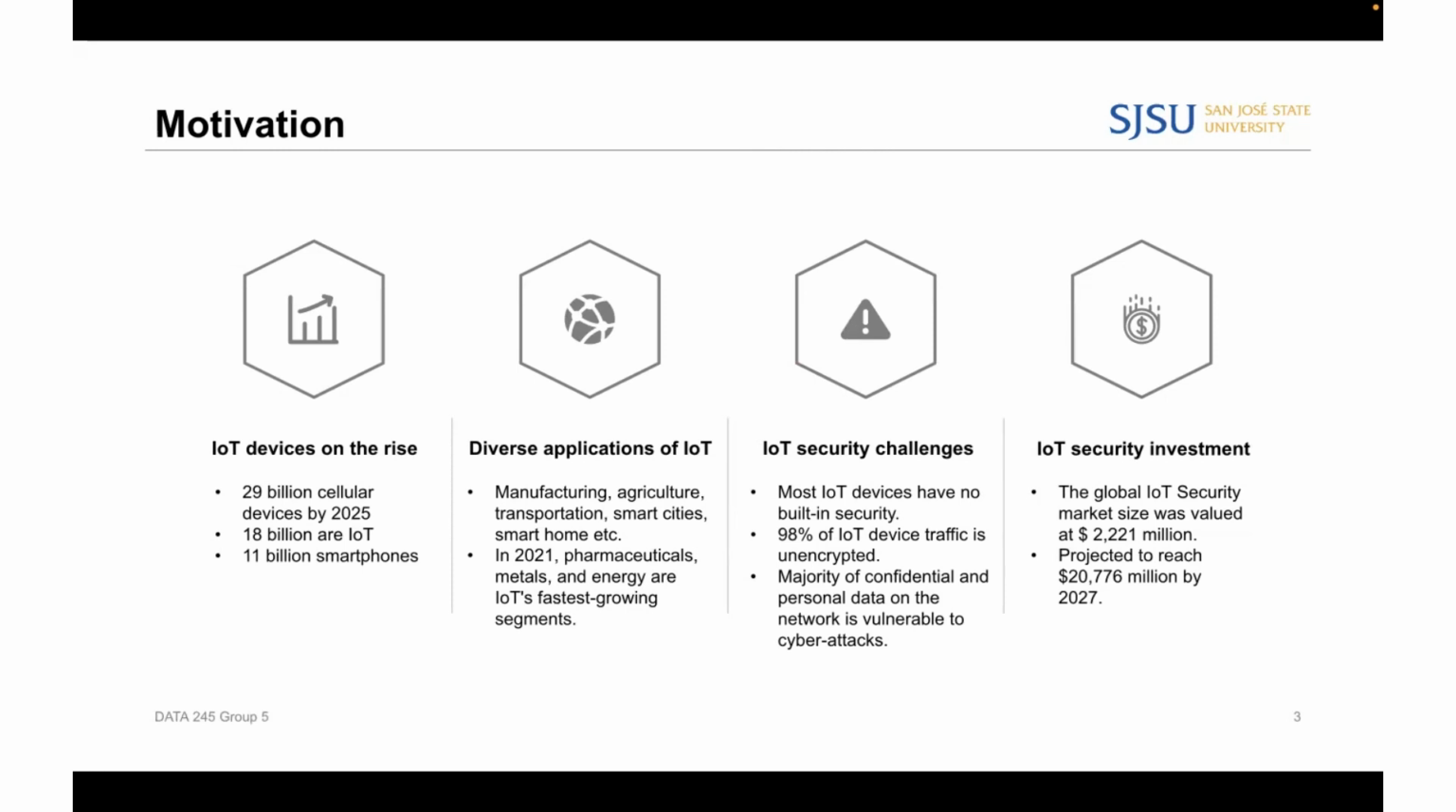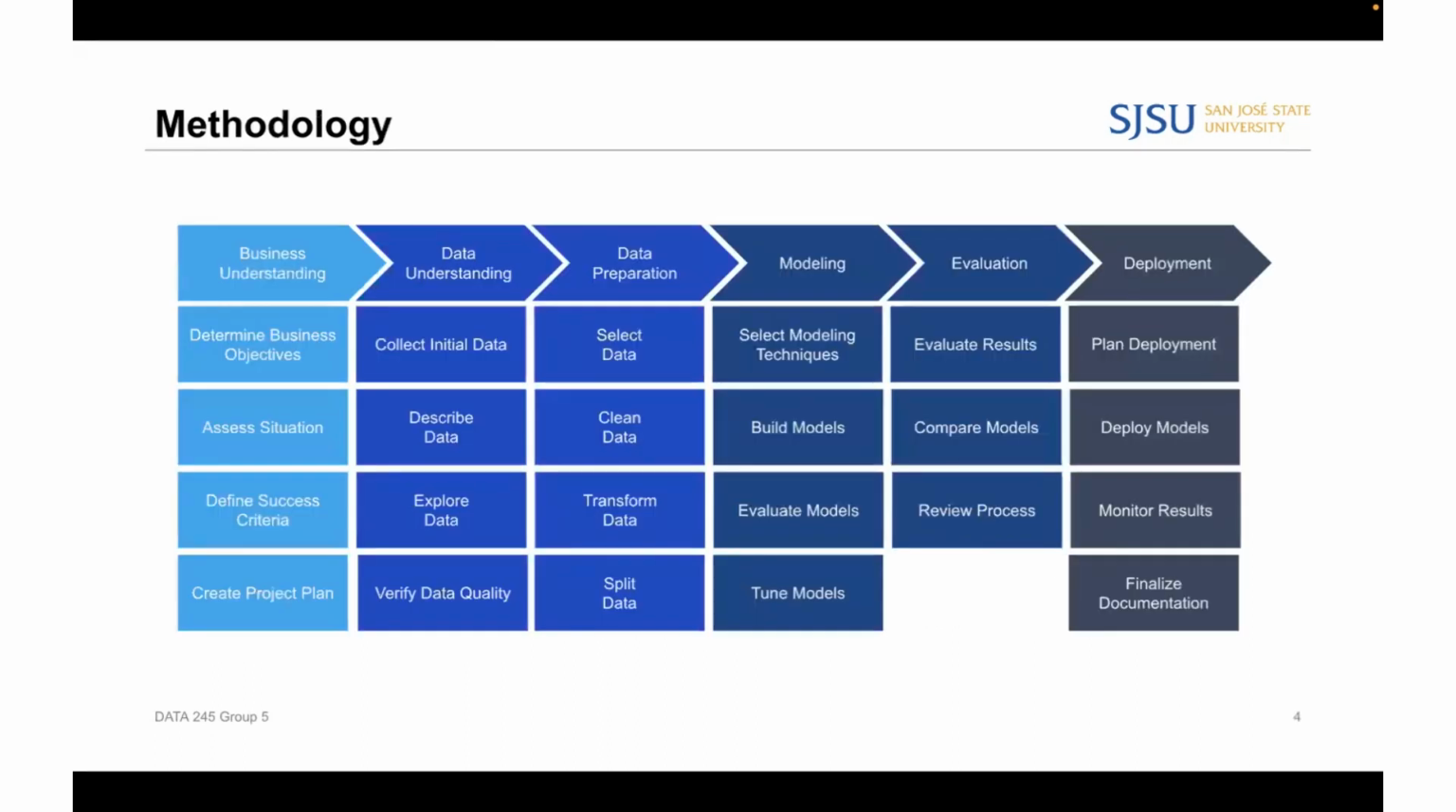So that's where machine learning comes in. We're applying machine learning models to analyze IoT network traffic and identify patterns and anomalies that may indicate a security threat. Our project follows the CRISP-DM approach and is delivered in Agile methodology. These are the implementation steps.